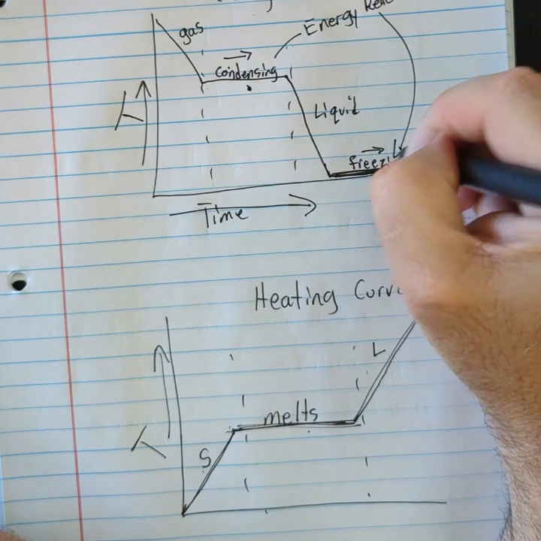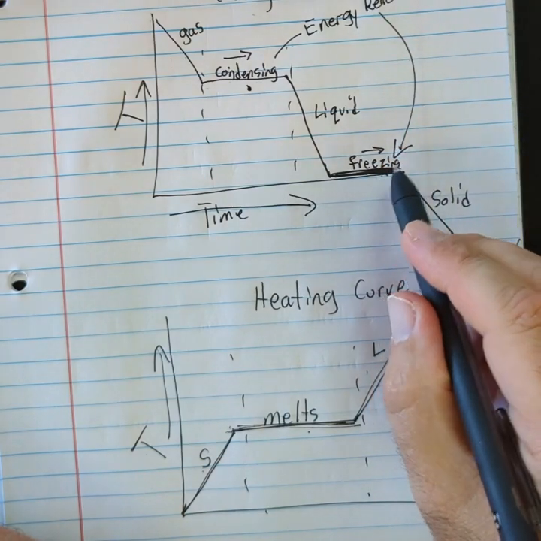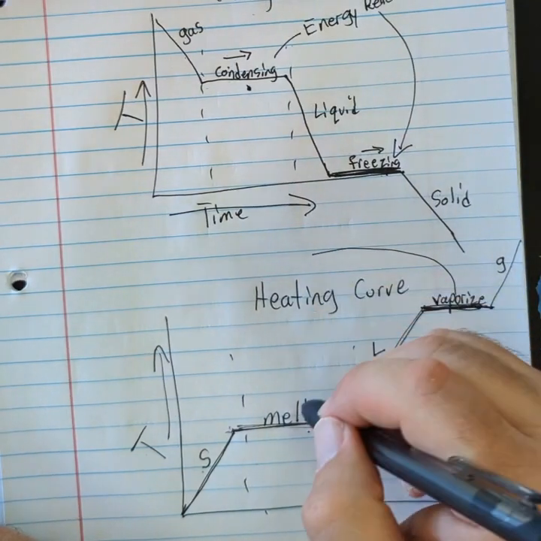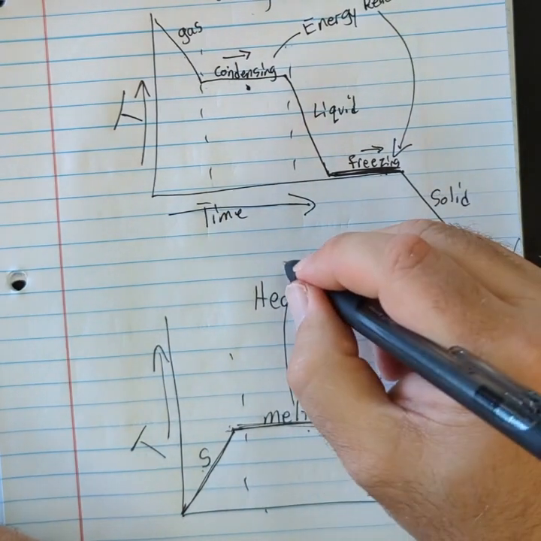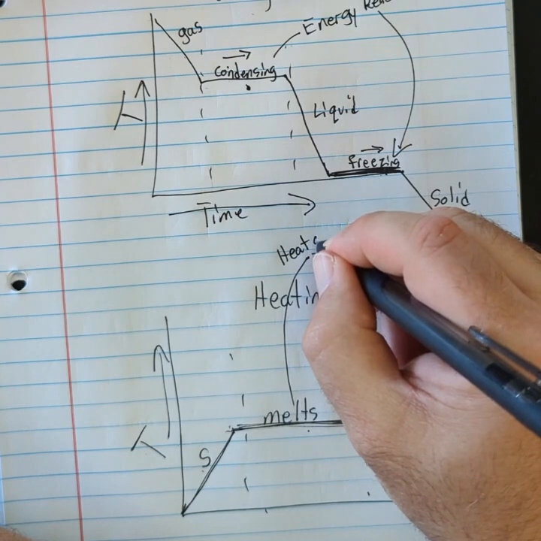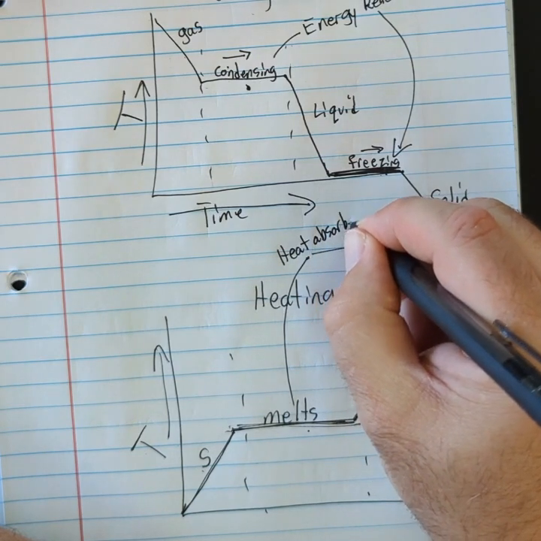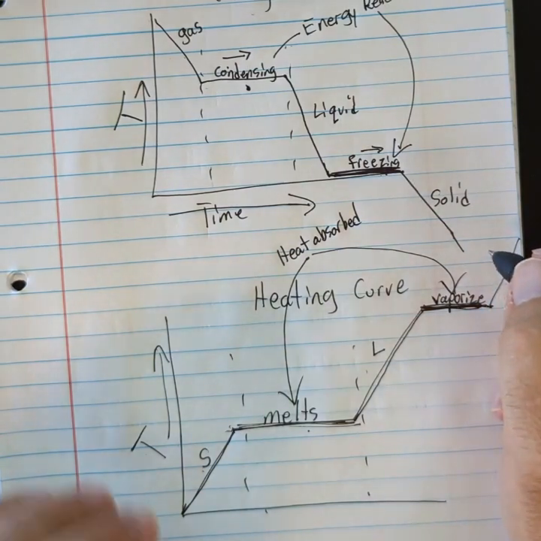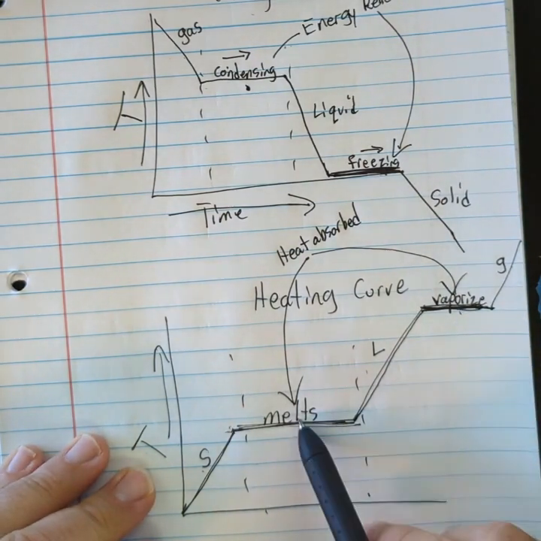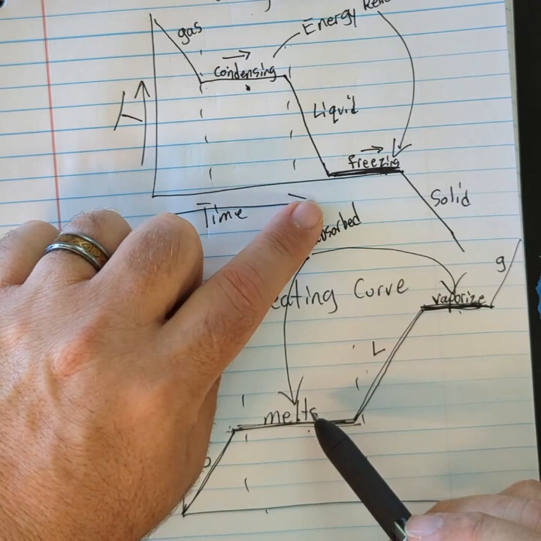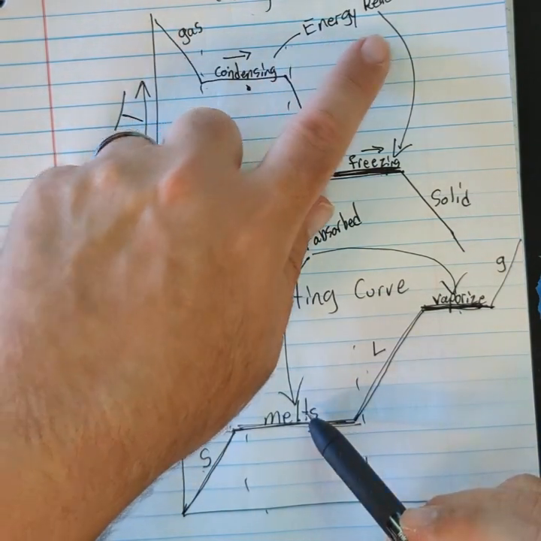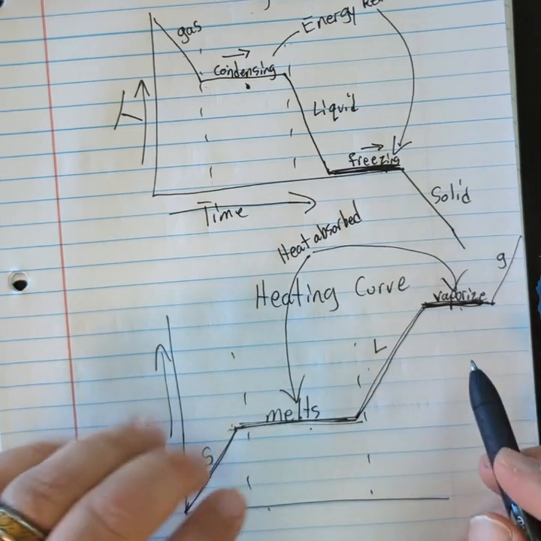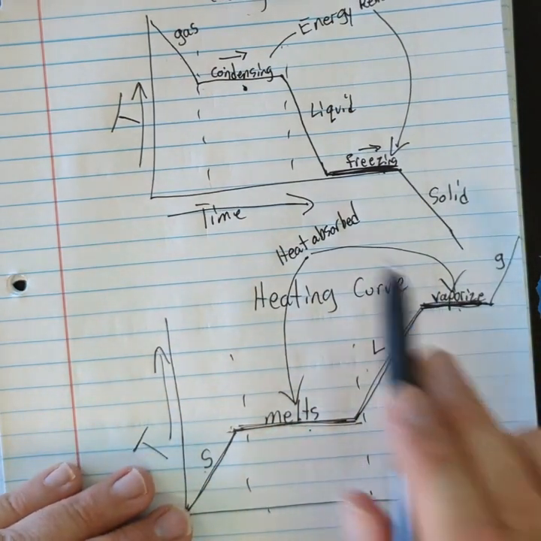Okay, and then energy is being released here as it freezes. On the other hand, on the heating curve, in order to vaporize or to melt, heat has to be absorbed. So on the flat bits, there's a phase change. On a cooling curve, energy is being released. On a heating curve, energy is being absorbed, and the molecules are moving farther apart.